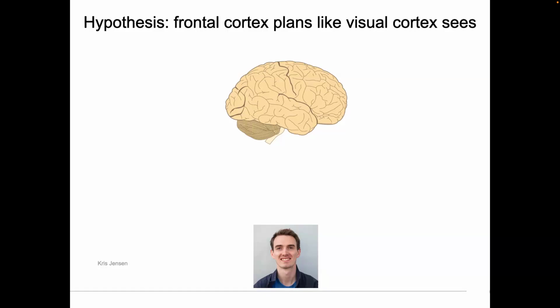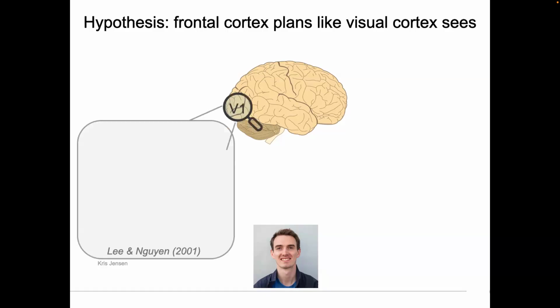The frontal cortex plans in a similar kind of way to how the visual cortex sees. So here's a very simplistic view of visual cortex that I'm sure all the cognitive neuroscientists will disagree with. But I think we think the visual cortex is doing inference over an internal model of the statistics of the visual scene.